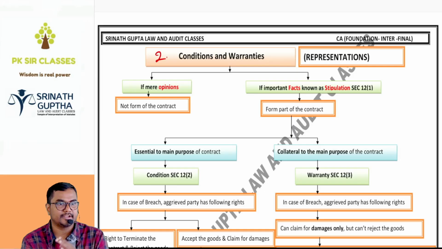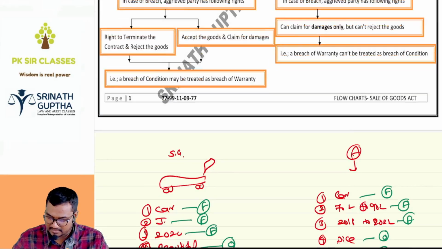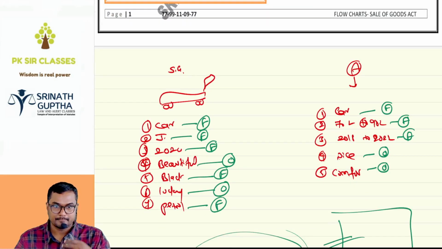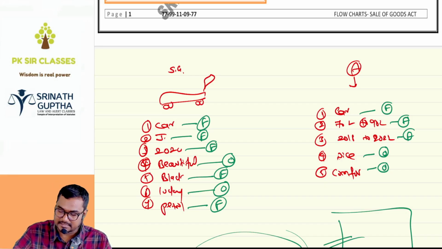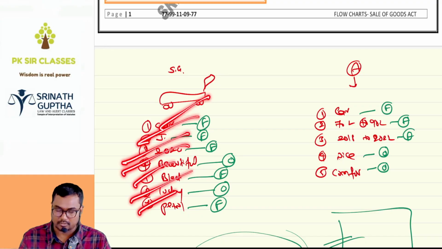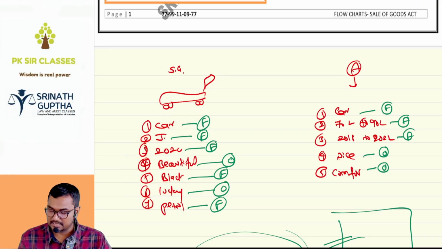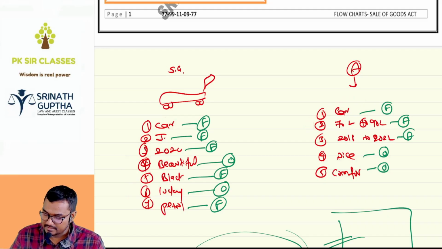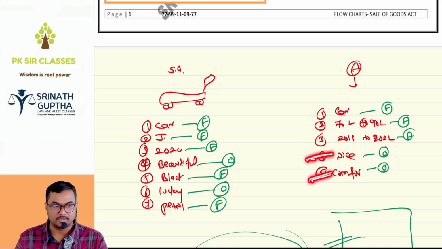Representations. Whenever we enter into a contract of sale of goods, the seller will explain what he has, and the buyer will explain what he needs. There are certain representations. For example, being a seller, I said, I have a Jaguar car, 2020 model, beautiful car, black car, lucky car, petrol car. All these are the representations. And the buyer said, I need a car, the budget will be 70 to 90 lakhs, and it should be a 2018 to 22 model, nice car and comfortable car.